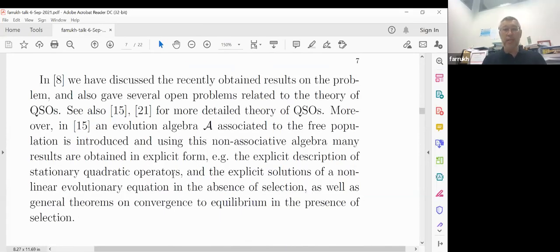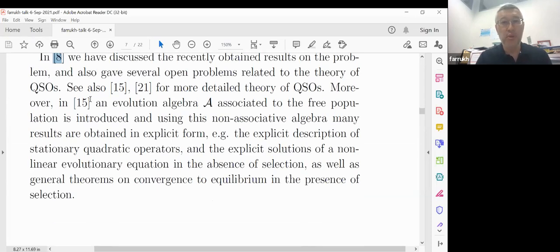Okay, basically, if you want to know some information about these studies, I can refer you to this paper or to the book of Rozikov, which is given at the end, which is called Population Dynamics. So from there you can find more detailed information about this apparatus and related topics.